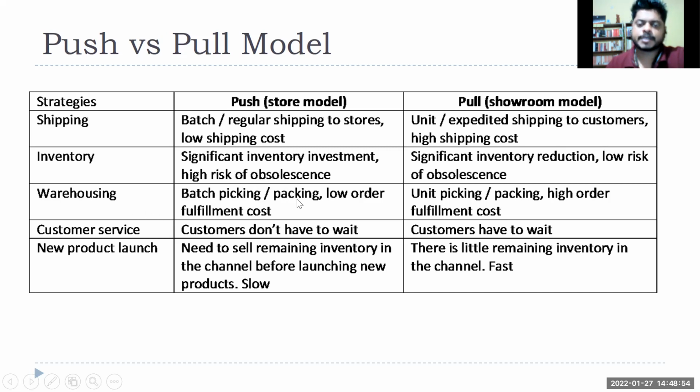Warehousing: batch picking, packing, lower order fulfillment cost, right? So basically, let's say a few crates of milk, a few crates of fruits or whatever, right? So on batch, it is not that you'll order one or two, right? Here, what happens? There is no minimum order quantity, right? Customer can order. Obviously, if they are agreeing to pay the shipping cost, I can order half a kg of fruit for some amount. Accordingly, you have to give me that, right?